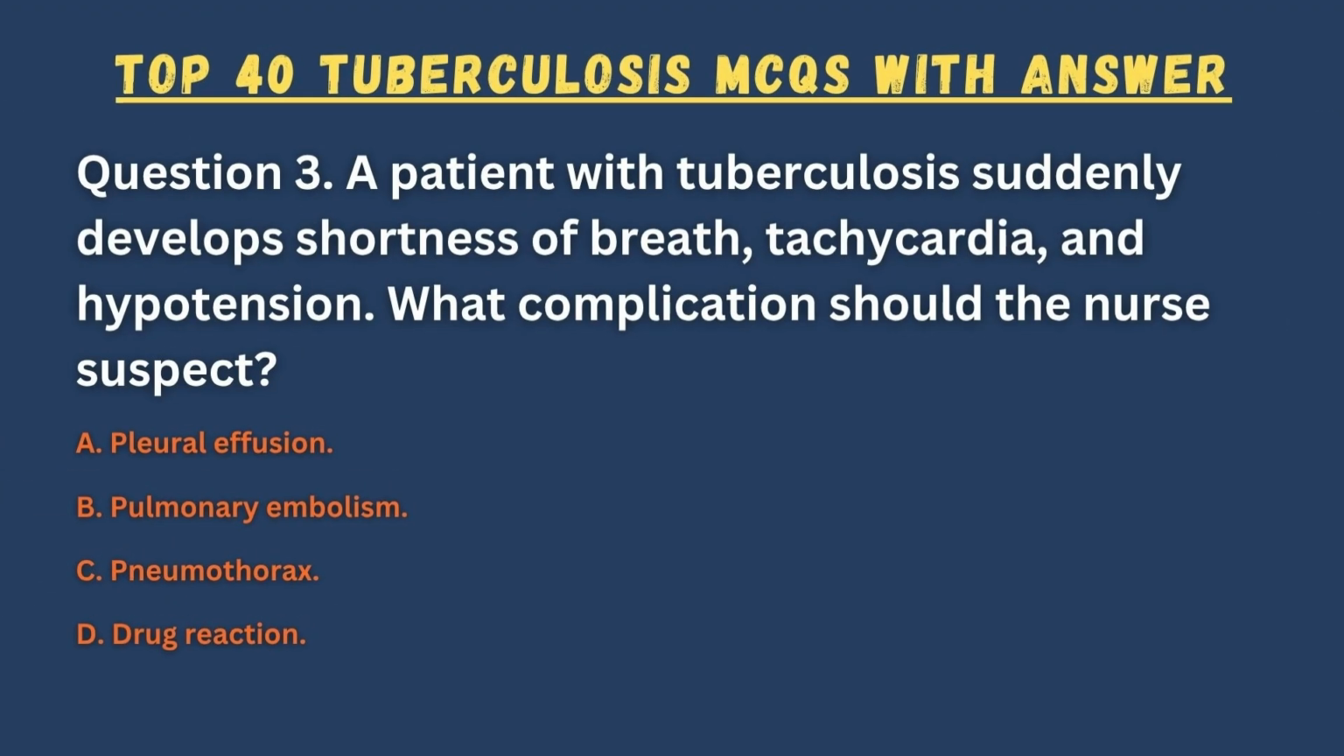Question 3. A patient with tuberculosis suddenly develops shortness of breath, tachycardia, and hypotension. What complication should the nurse suspect? A. Pleural effusion. B. Pulmonary embolism. C. Pneumothorax. D. Drug reaction.